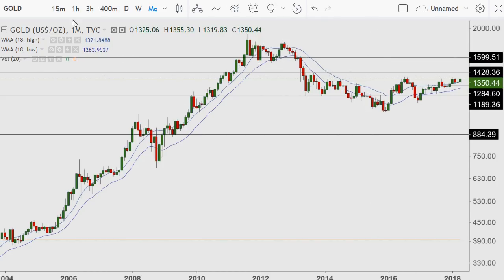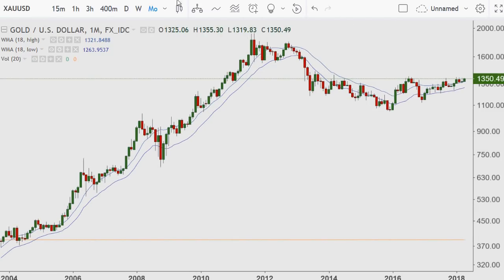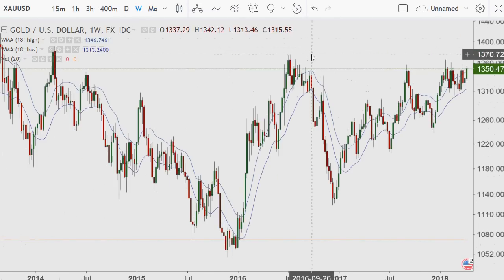So I'm going to change this. It's going to be XAU USD code. Alrighty then. This is just very, very interesting. I've never really seen anything quite like this.